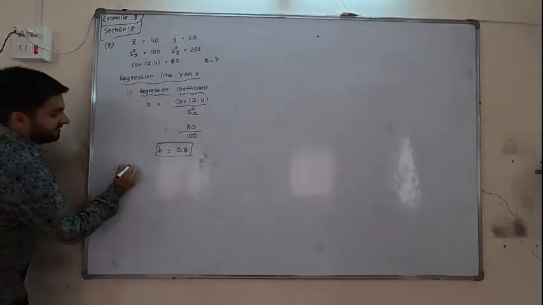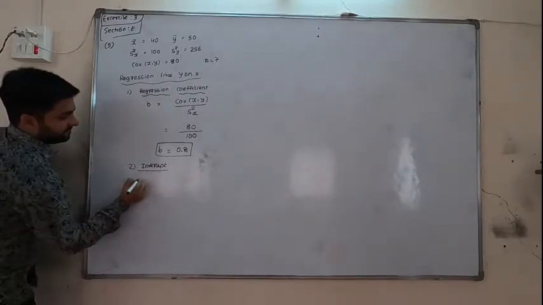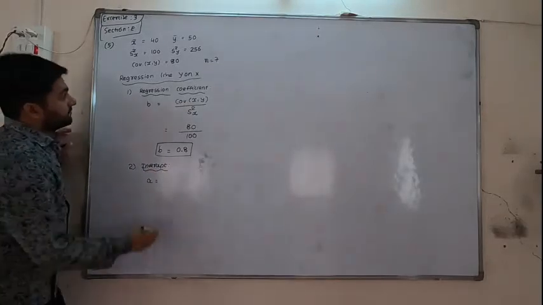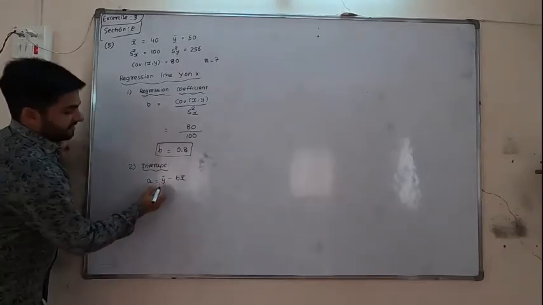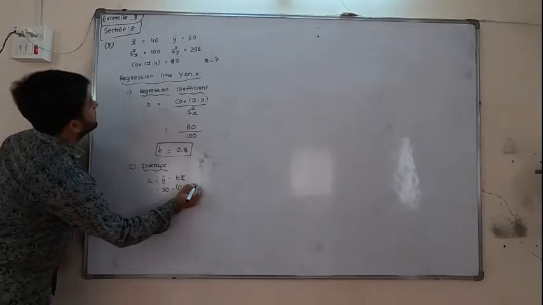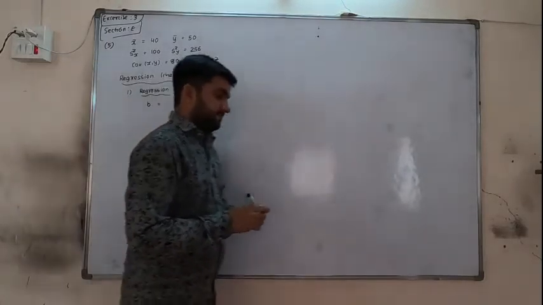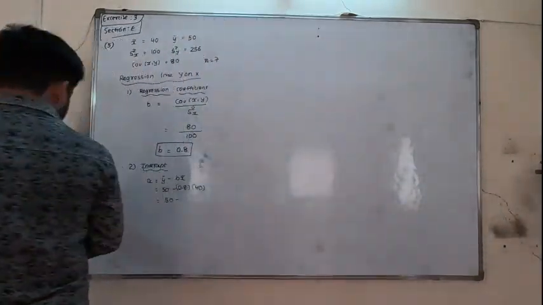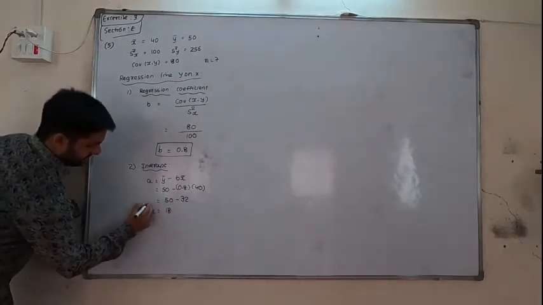Second step, intercept. A is equal to y bar minus b x bar. Y bar is 50, b is 0.8, x bar is 40. 50 minus 40 into 0.8, that is 32. So a will be 18.